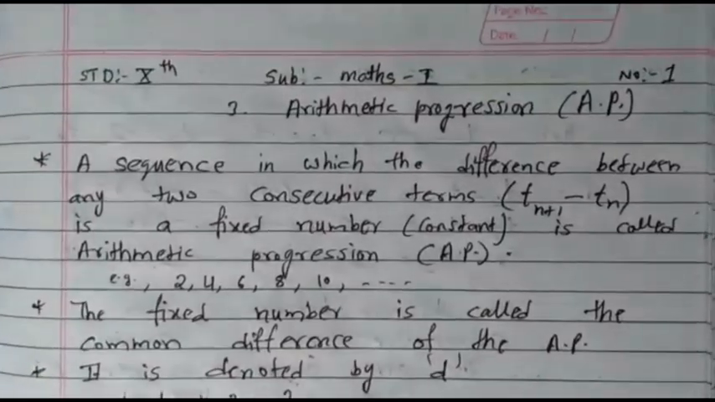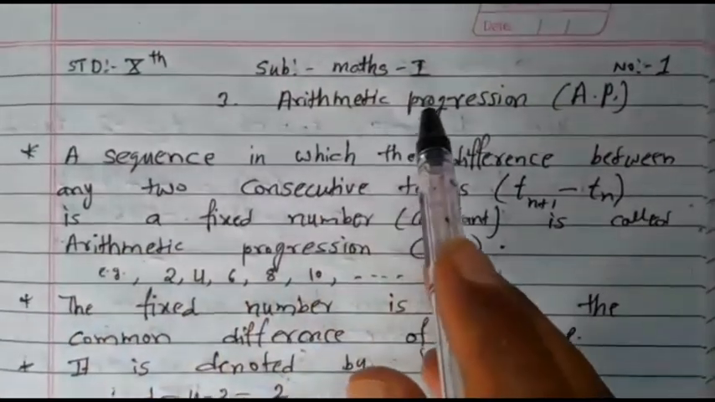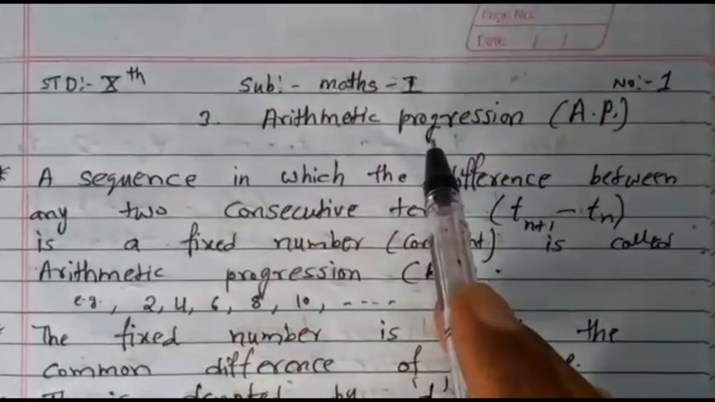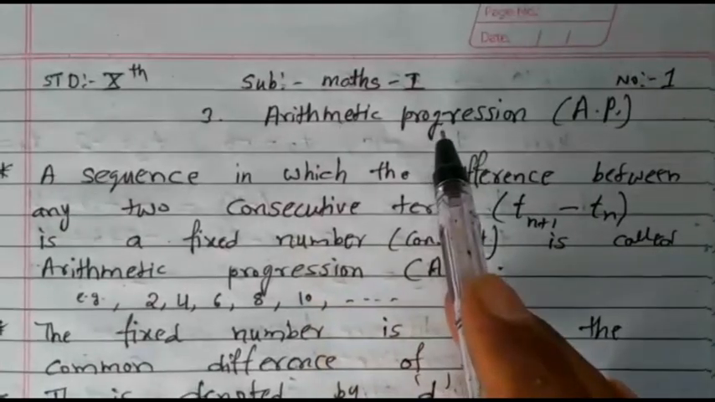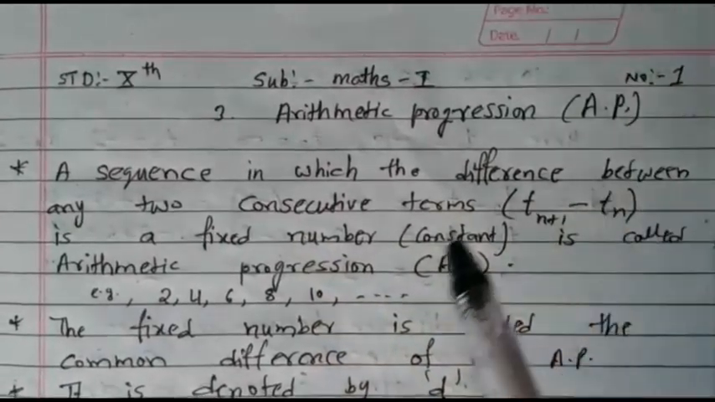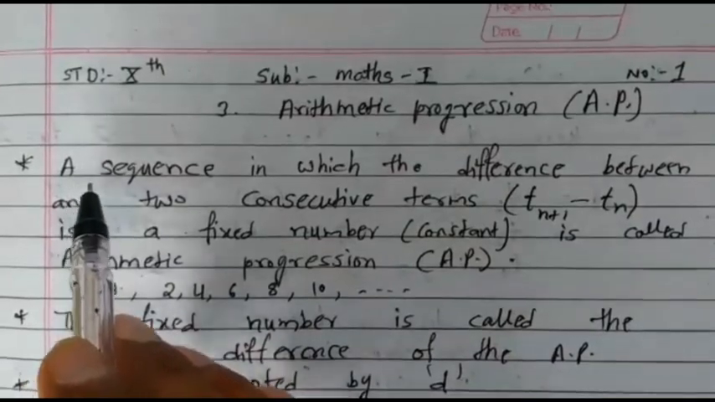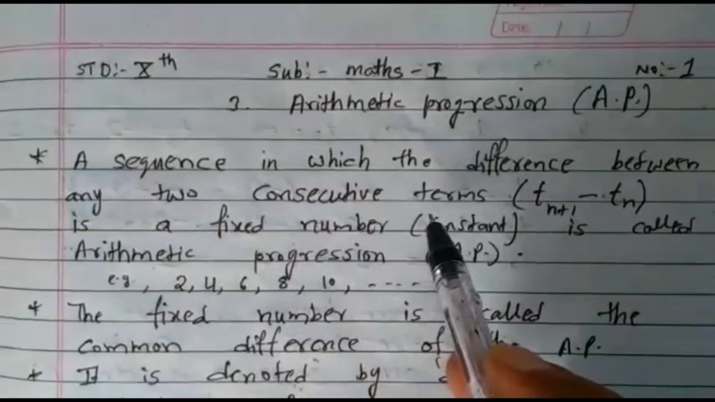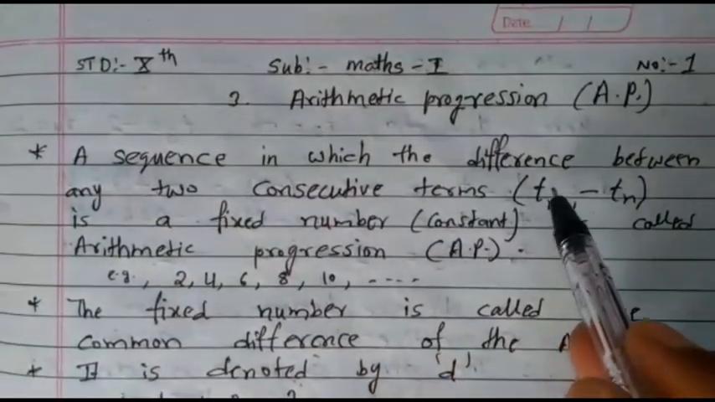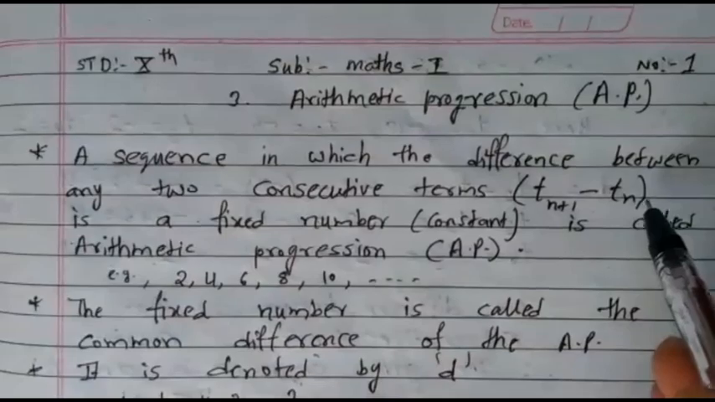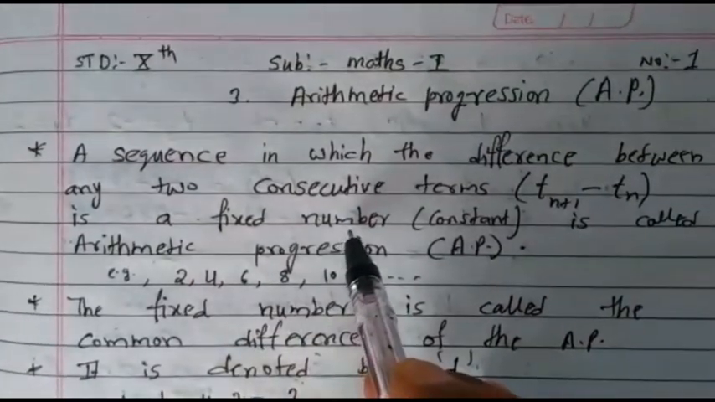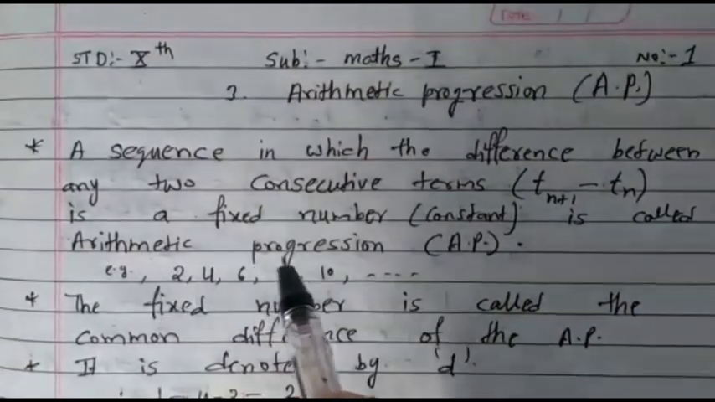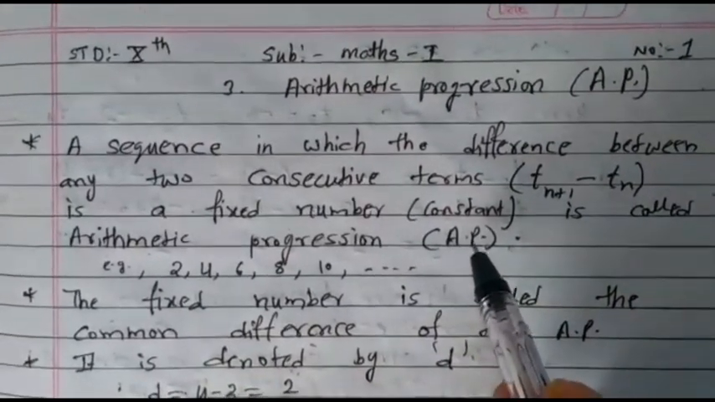Today we are going to learn standard 10th subject Maths 1, chapter number 3, arithmetic progression. Arithmetic progression we call AP. Now what is arithmetic progression? A sequence in which the difference between any two consecutive terms, that means t(n+1) minus tn, is a fixed number, that is a constant number, is called an arithmetic progression, that is an AP.